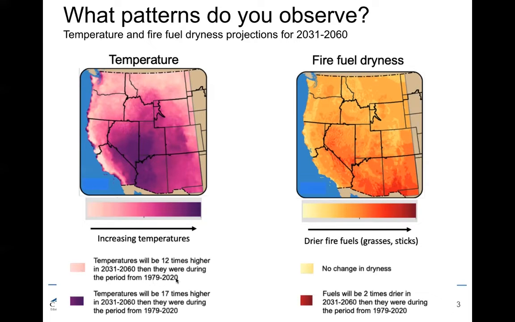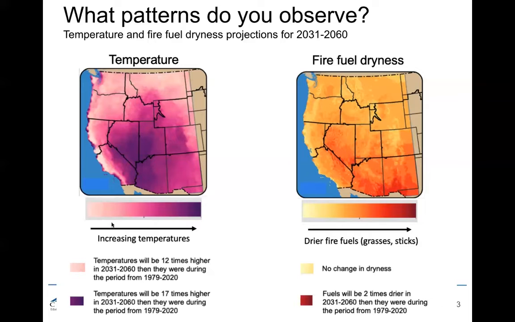There are a couple of things you can do depending on your audience. One, you could just mention these are projections for 2031 to 2060 and have students look at the darkness of the colors. Darker colors mean a greater increase in temperature in this time period with respect to 1979 to 2020. Darker colors in fire fuel dryness again mean drier fuels in the future. And you can see that the colors really match up here. Where we see greater increases in temperature, you also see drier fuels.